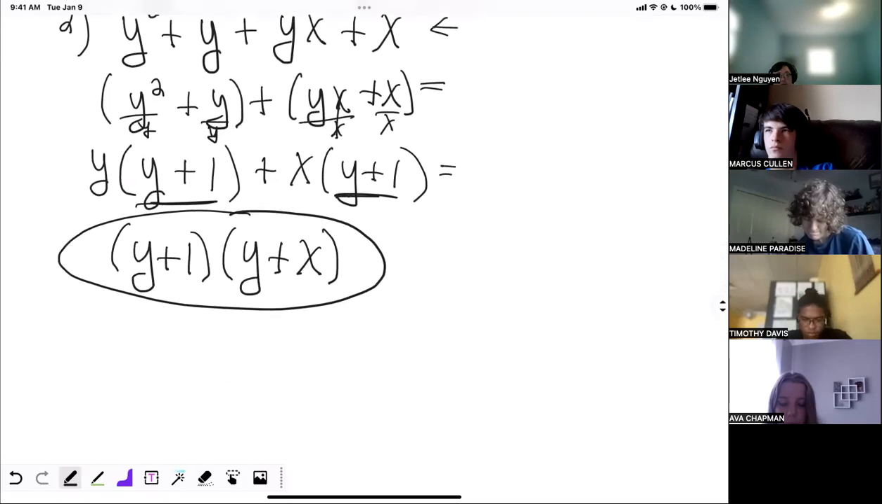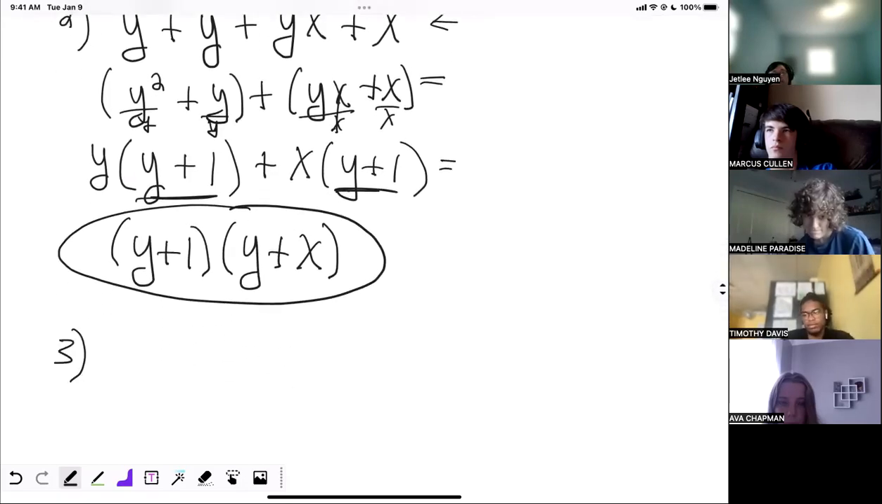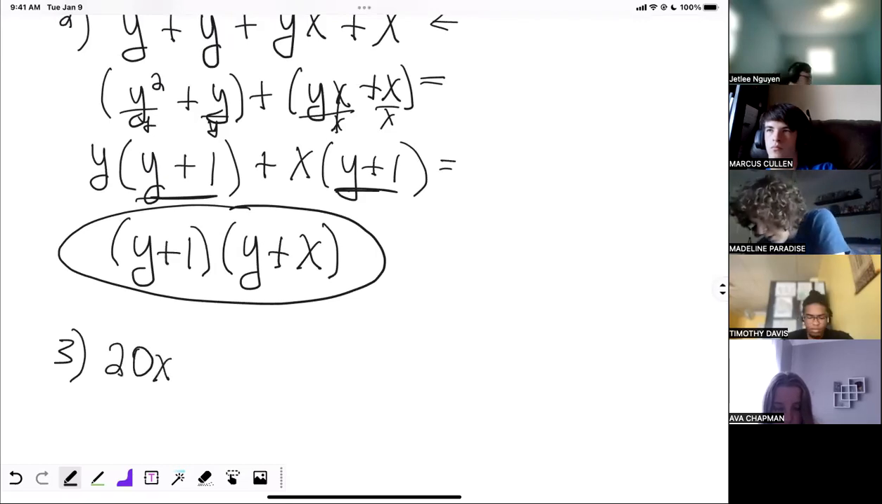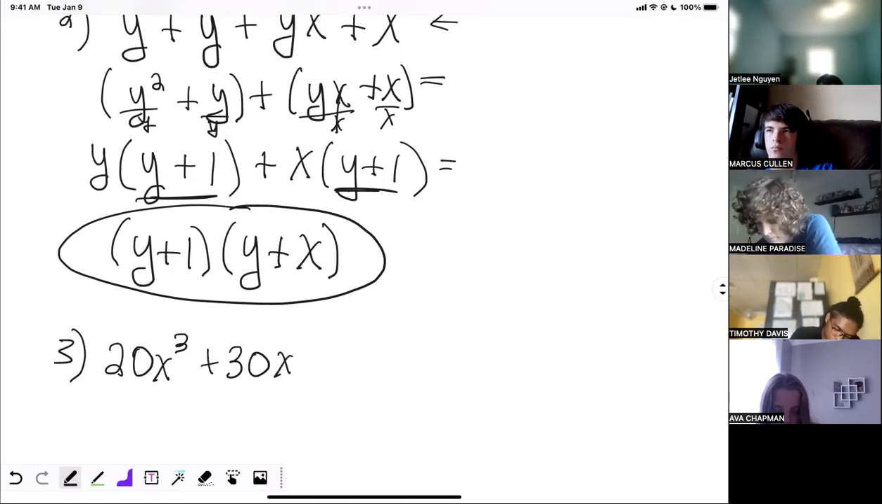And then one more I want to do just to sort of remind you again, 20x to the third plus 30x squared minus 4xy minus 6y.